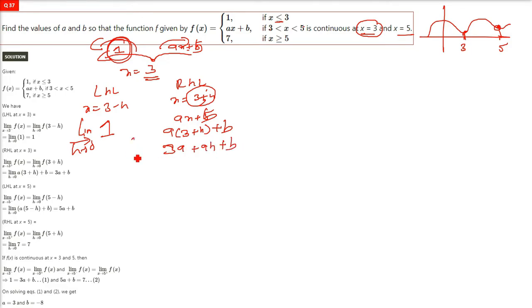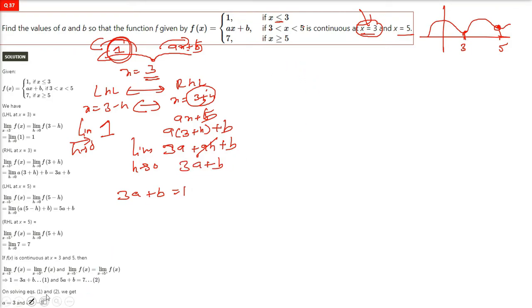Now just apply the limit here. h tends to 0. When you apply the limit, it will be 3a plus b because ah will be 0. Now you have to equate the left hand limit and the right hand limit. So 3a plus b is equal to 1. This is what you have to do, right? So this is your first equation from x equals 3.